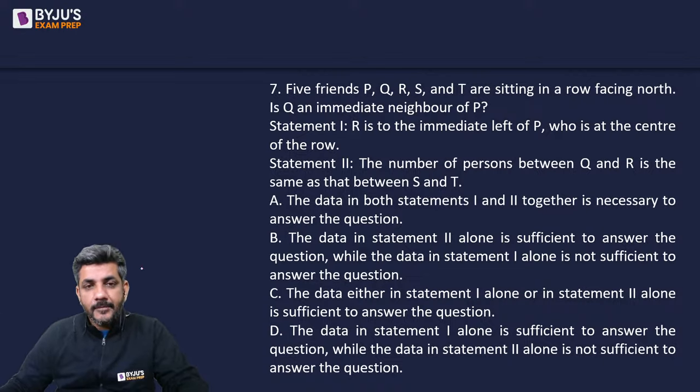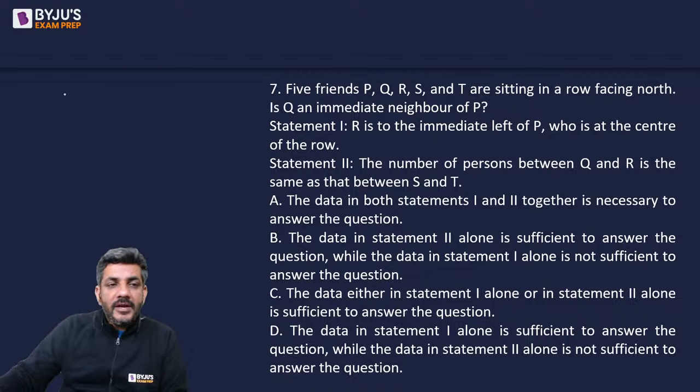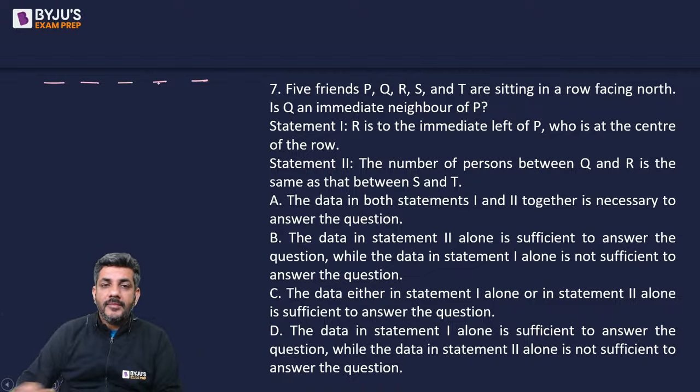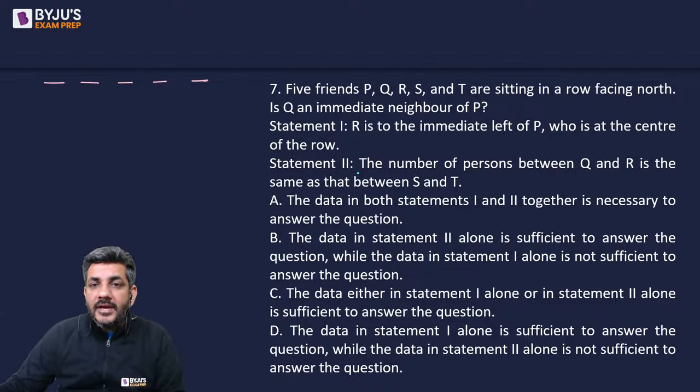Let's check. Five friends P, Q, R, S, T are sitting in a row facing north. Is Q an immediate neighbor of P? So there are five people. Question is, are Q and P neighbors? Statement 1. R is to the immediate left of P, who is at the center of the row.